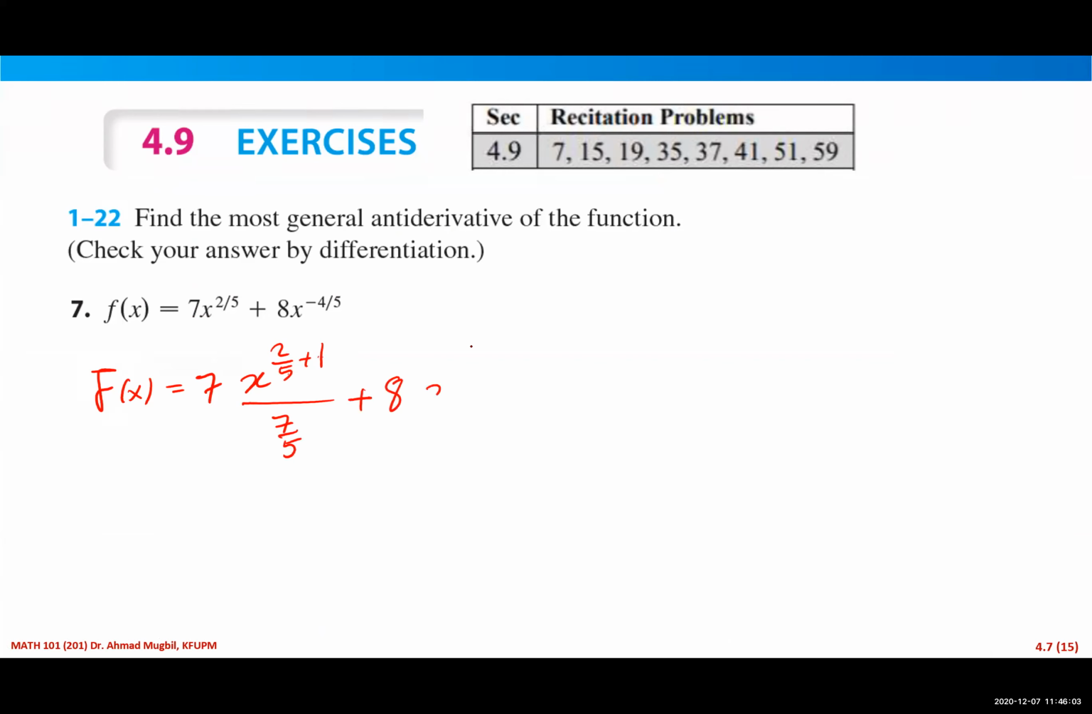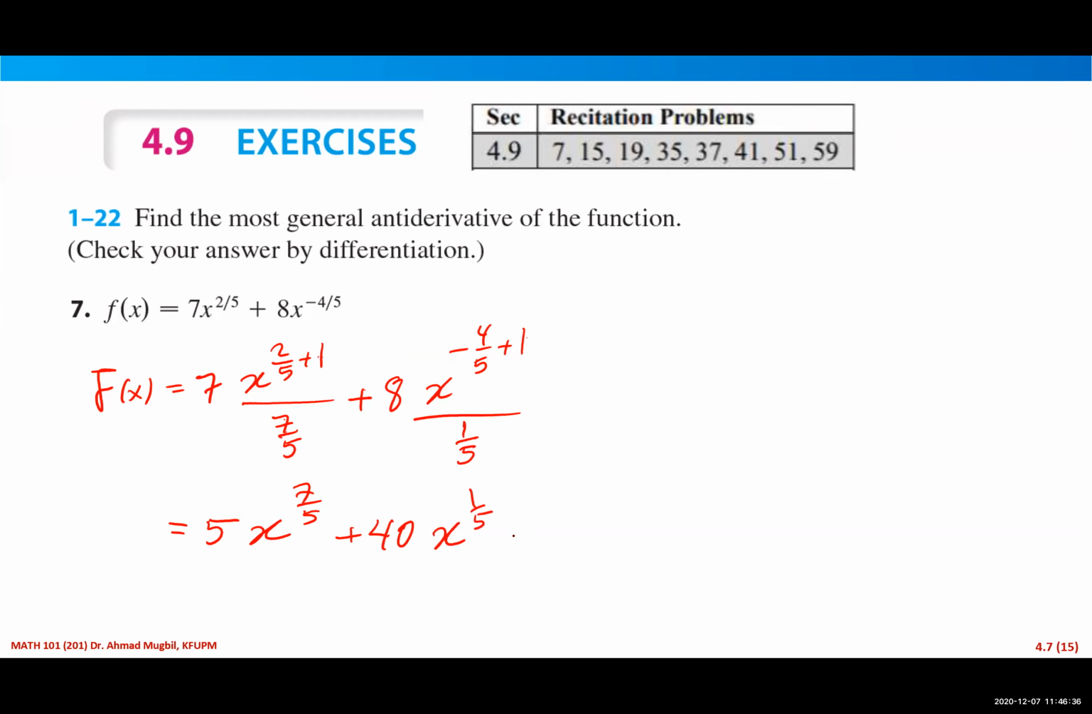Plus 8, x to the power -4 over 5 plus 1, over -4 over 5 plus 1. Simplify. It will be 5 there. 7 with 7 will be cancelled. 5x to the power 7 over 5. Plus, where from here? I got it directly from there. Now this will be there, so it will be 5 times. We should add it here. It will be 5 minus 4, it will be 1 over 5. So this will be 40 x to the power 1 over 5.